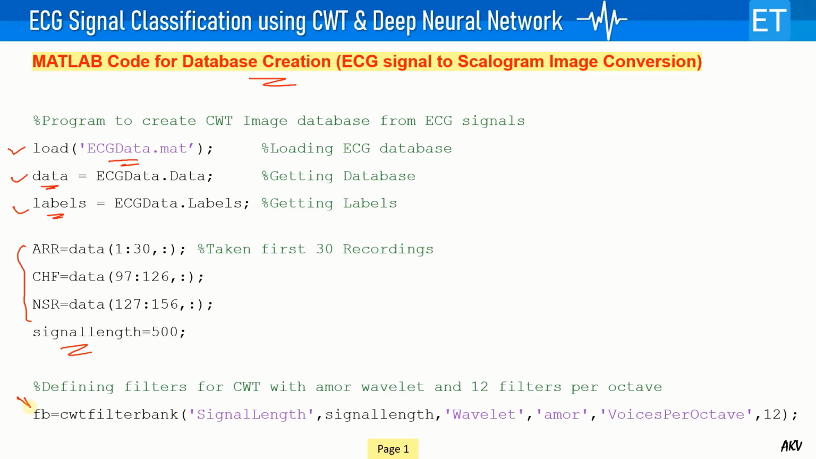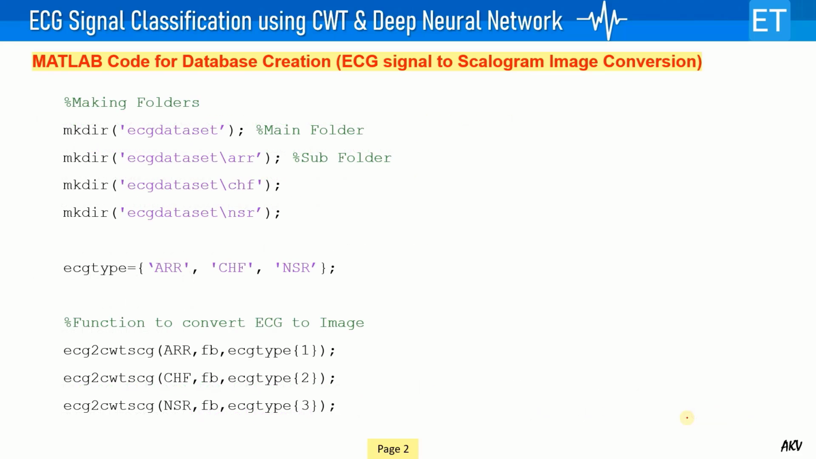And here we are defining the CWT filter bank that will be used to find the CWT coefficients. The signal length is obviously 500 as we have defined, the type of wavelet is analytic Morlet, and the voices per octave is 12. I mean those wavelet band pass filters that we are going to use.